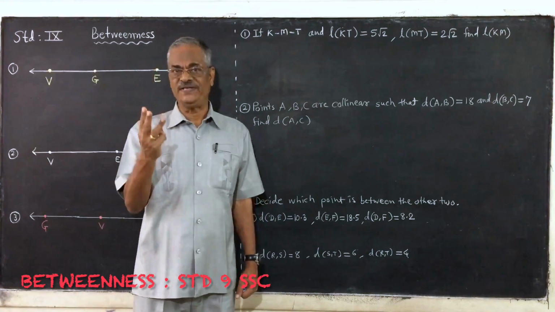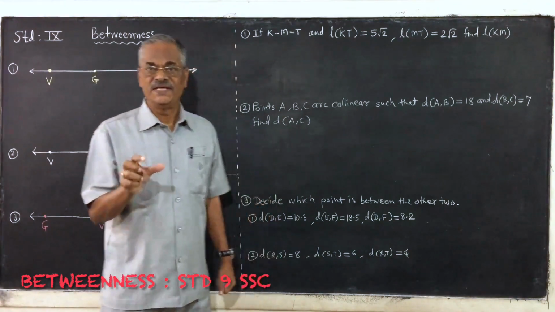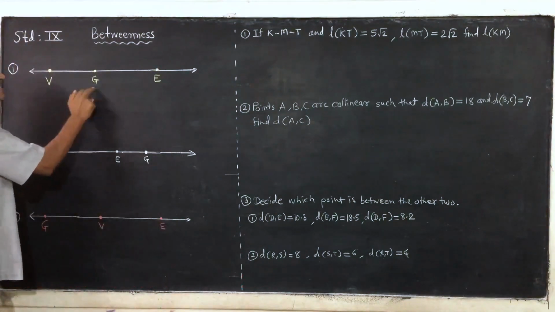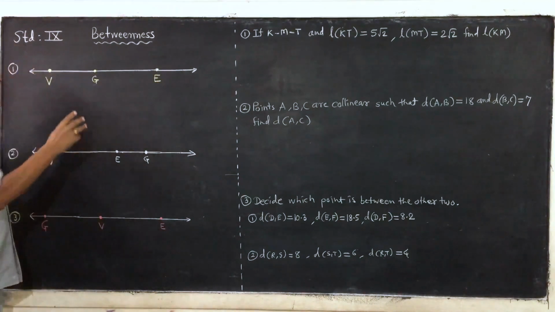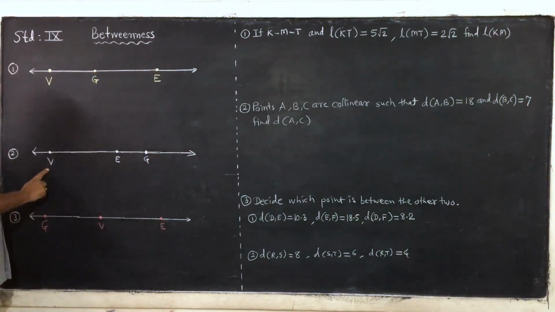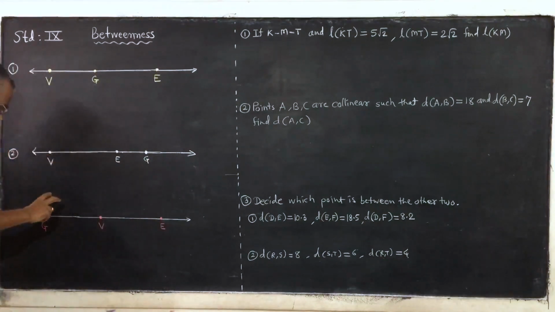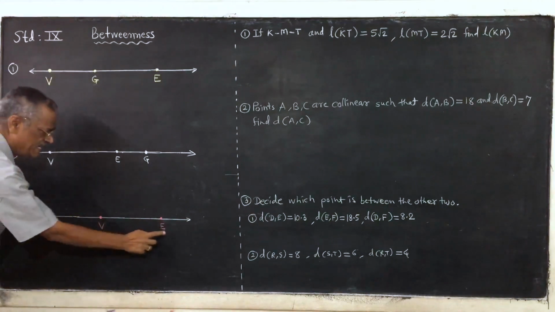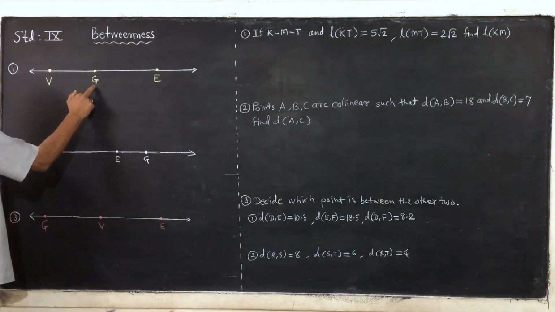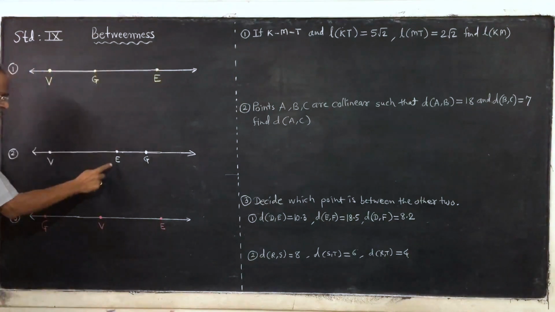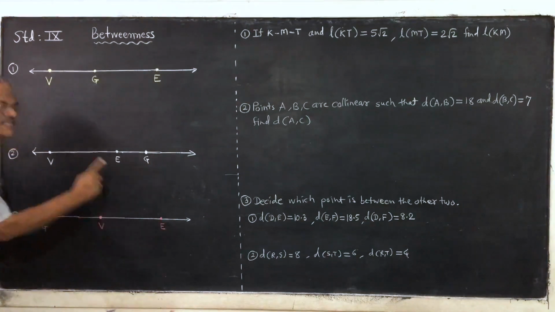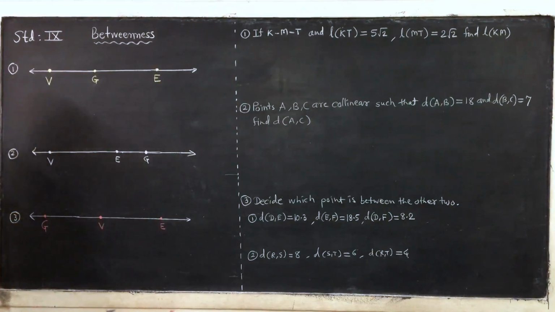When 3 points are given and they are collinear, the 3 points are on the same line. First example: B, G and E, 3 points. Second diagram: B, G, E. And in the third diagram: V, G, E. That is the position. Then we can see that the G point is between the other two, the E point is between the other two, and the V point is between the other two. So this is the observation, that is betweenness.